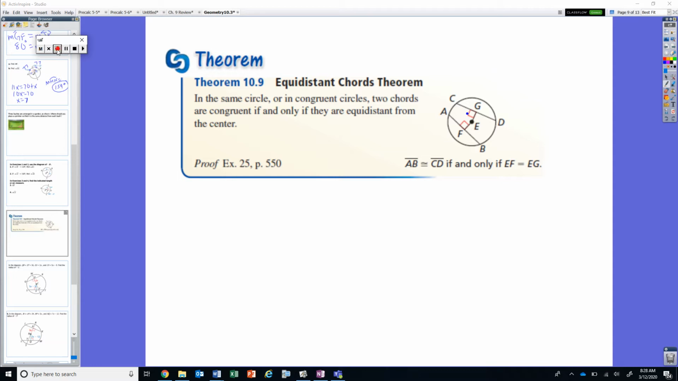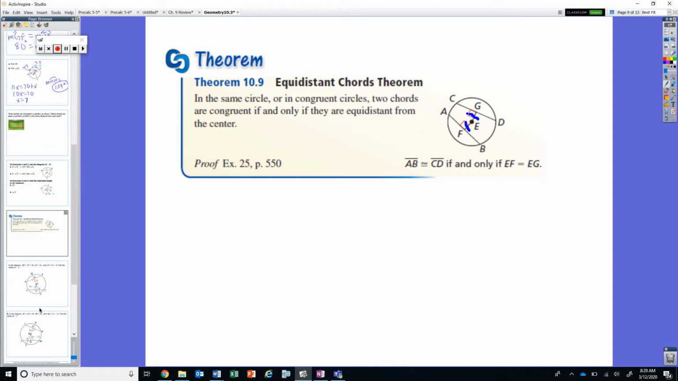two chords are congruent if and only if they are equidistant from the center, okay? So two chords, CD and AB, are congruent if and only if, so it's a biconditional, they have the same distance to the center. Remember, we recognize distance from a point to a line by the perpendicular segment created by these two figures, the point and the line. And so CD and AB are congruent if and only if FE and GE are congruent or equal in length.